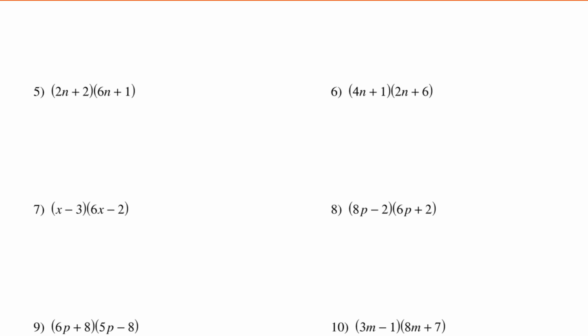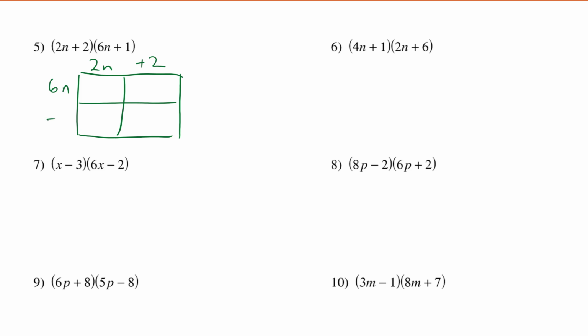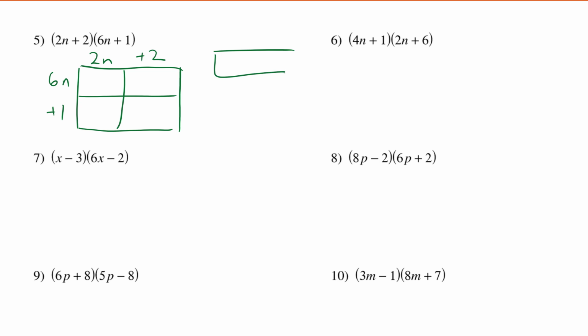Just quickly while I'm talking to you now, question 5. How are you going to do question 5? It's a 2 by 2 box. Okay, 2 by 2 box. So this length is 2n plus 2. This one is 6n plus 1. Doesn't matter the order if I had 6n up the top rather than 2n up top? Nope. Okay, my rectangle would look, instead of a rectangle looking like that, it would look like that. So it doesn't matter. The area of the rectangles is still the same.